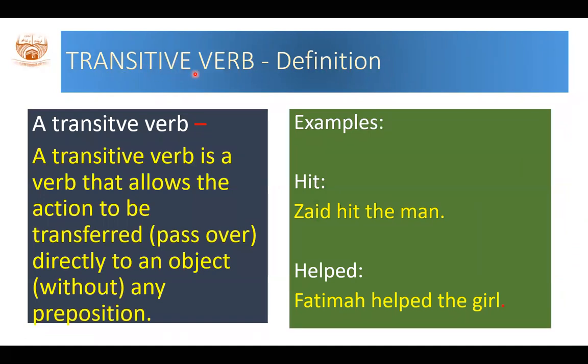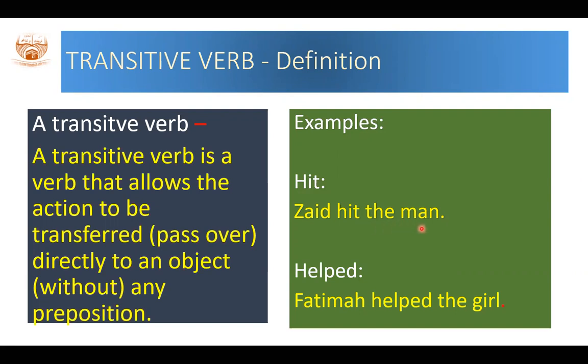So now we get into the transitive verb. And with a transitive verb, as the name suggests, something transfers. What is it that transfers here? A transitive verb is a verb that allows the action of the subject to be transferred or passed over directly to an object, without any preposition. English example: Zaid hit the man. What's the verb? Hit. Who hit? Zaid. Who did he hit? The man. So we realize that it takes an object, in this case, the man.